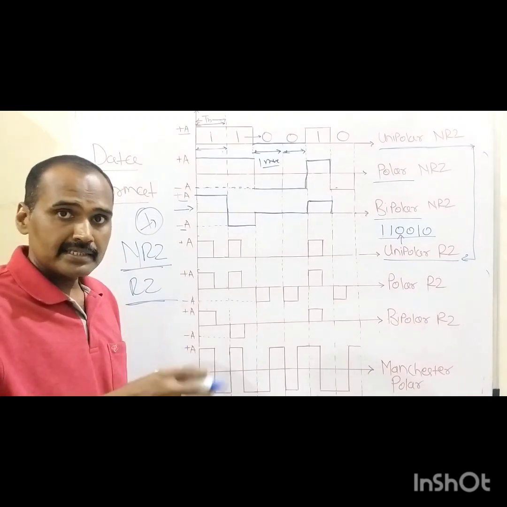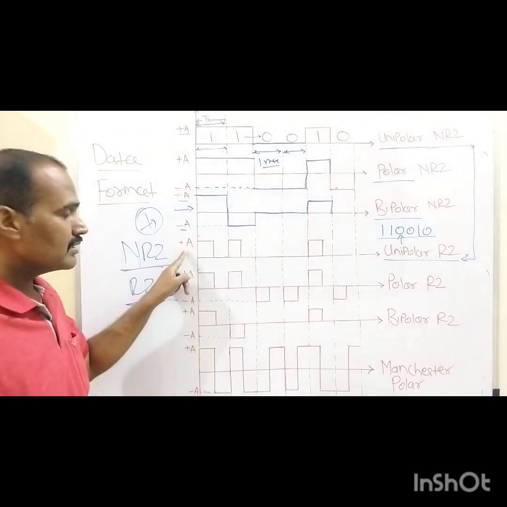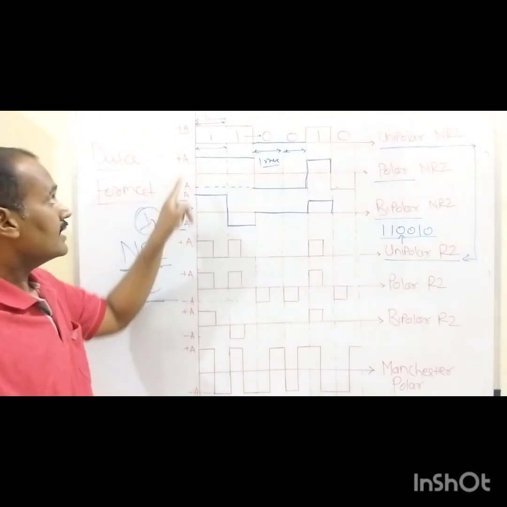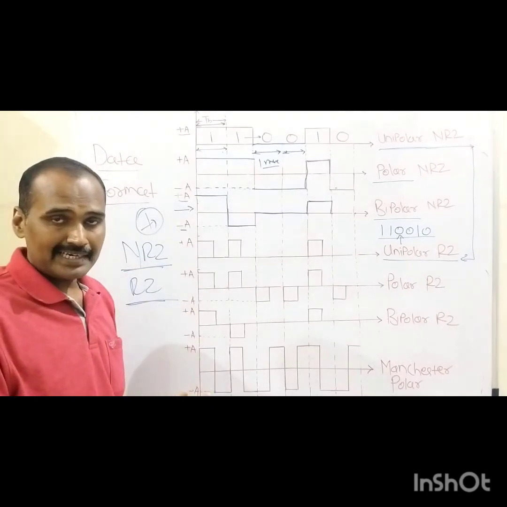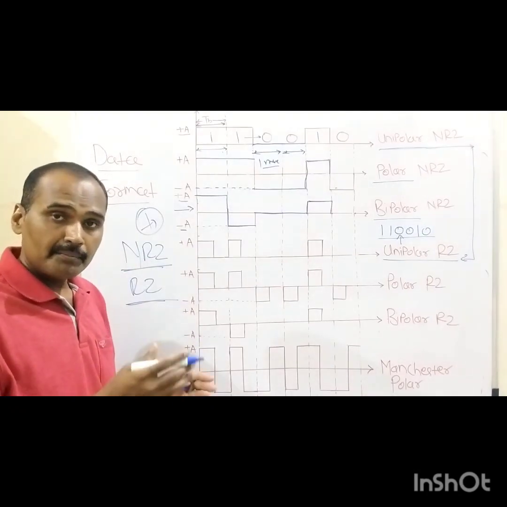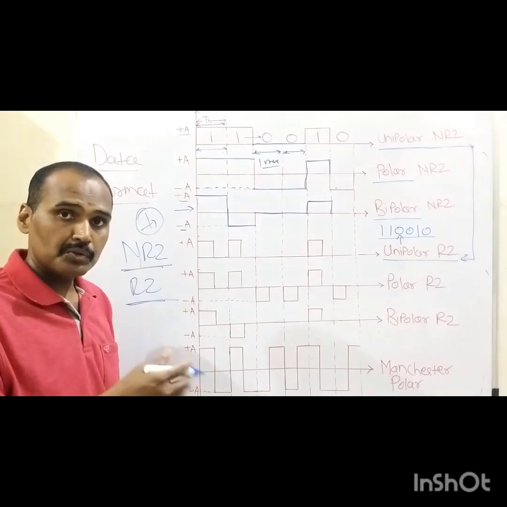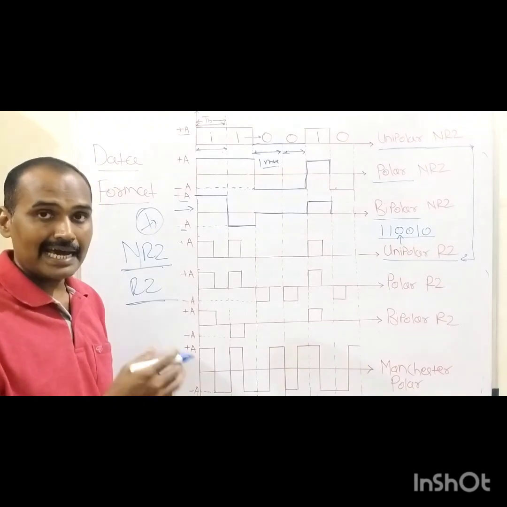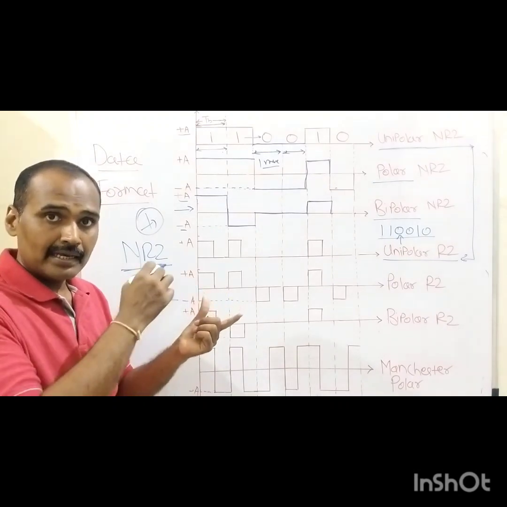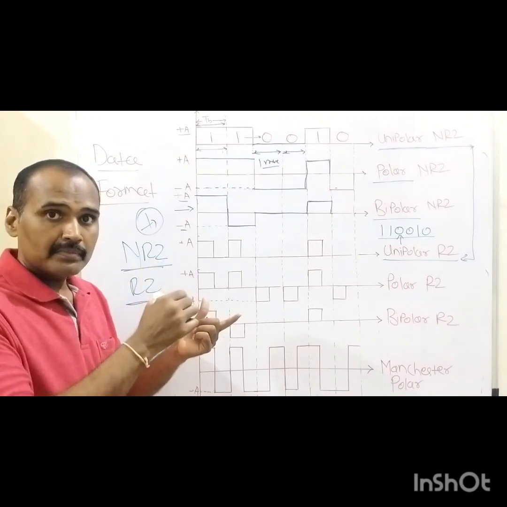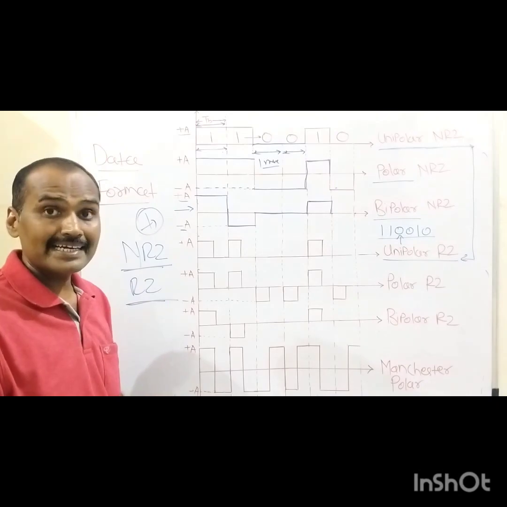The similarity in the sense that unipolar means there will be only one voltage level, that is nothing but what? Plus A. Similarly, in that first sequence also we used to have only one voltage level, that is plus A. But the main difference between the unipolar NRZ type of sequence and the unipolar RZ type of sequence, RZ means return to zero. So during that signaling interval, the waveform will try to touch the zeroth axis. That's why it is called return to zero.